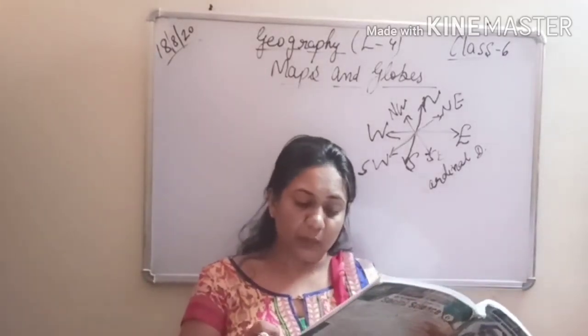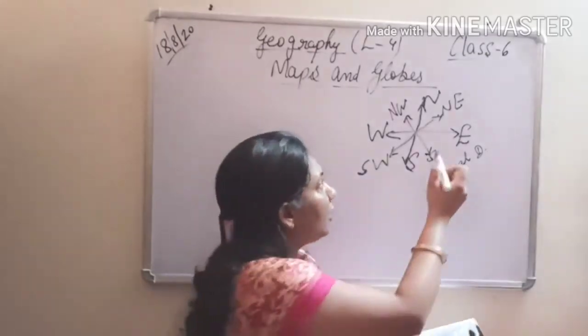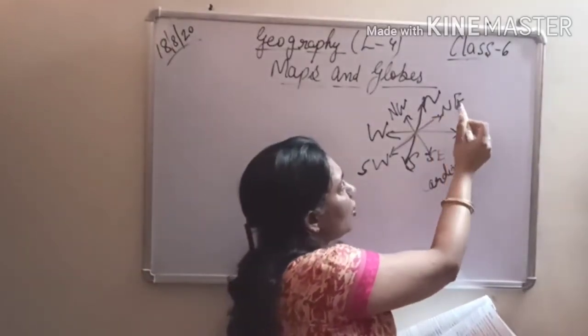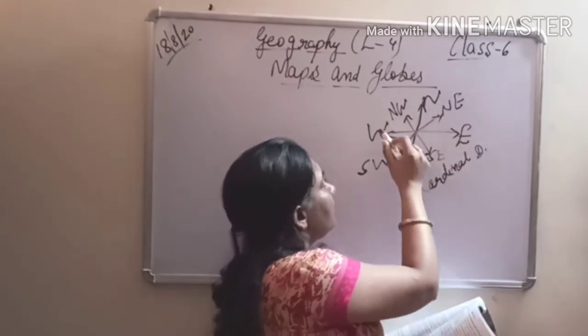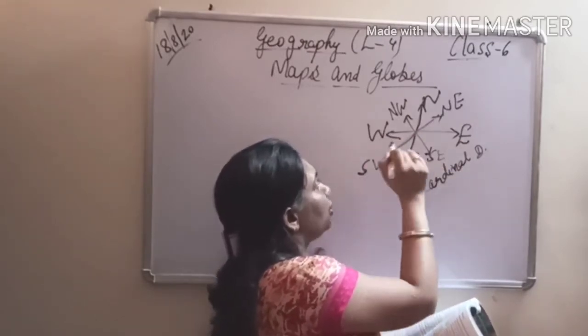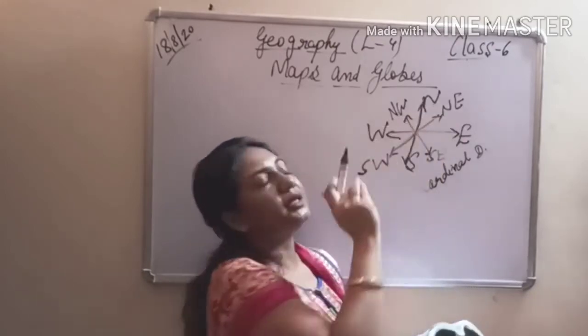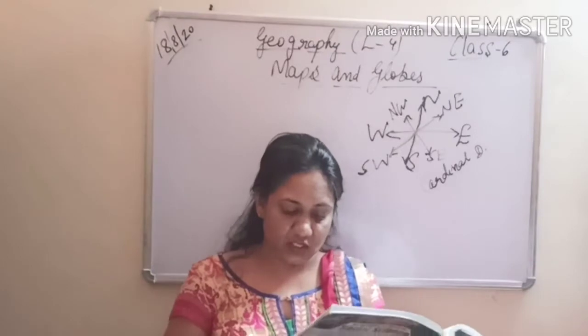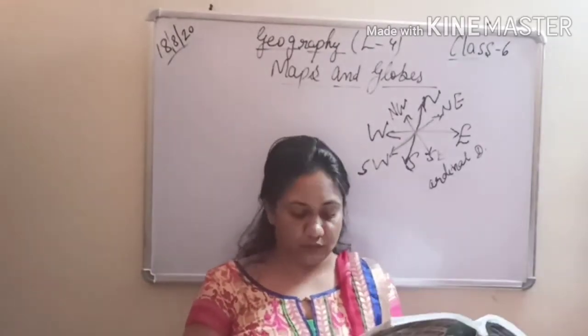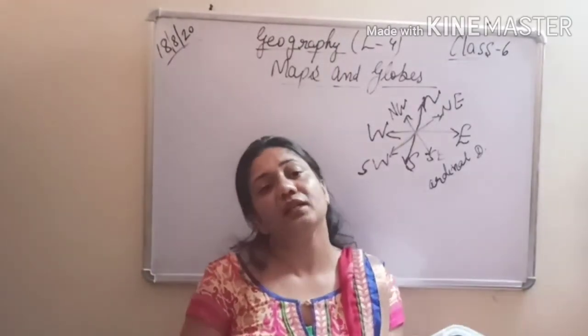The direction between north and east is called the northeast direction. Between east and south it is southeast. Between west and south it is southwest. And between north and west it is northwest. These are intermediate directions, right? So this you can easily learn from here. And then finding the directions.